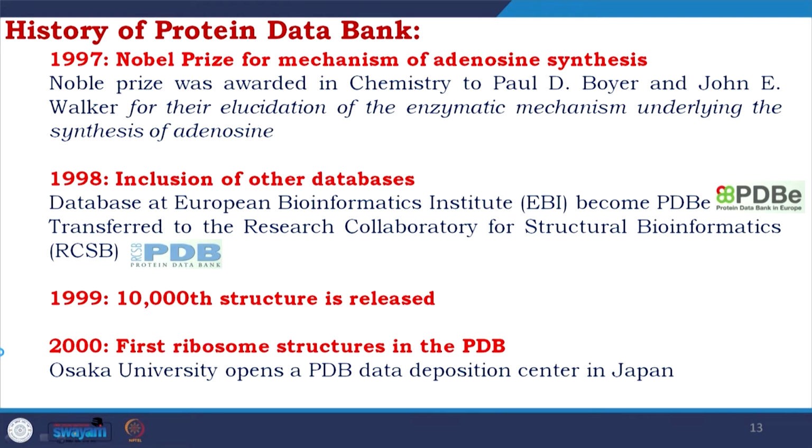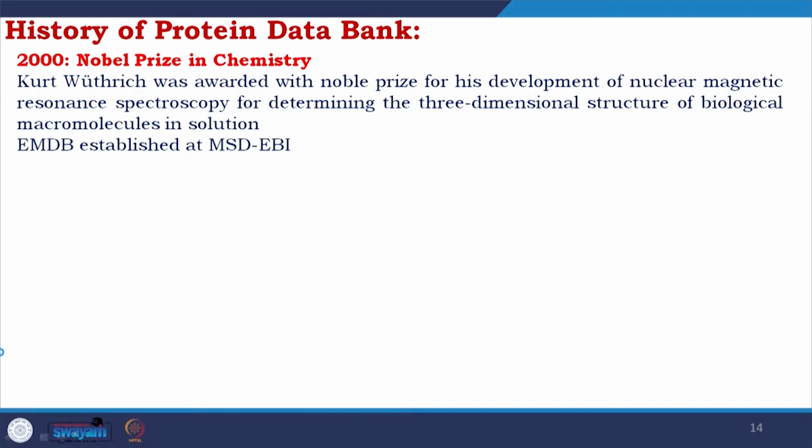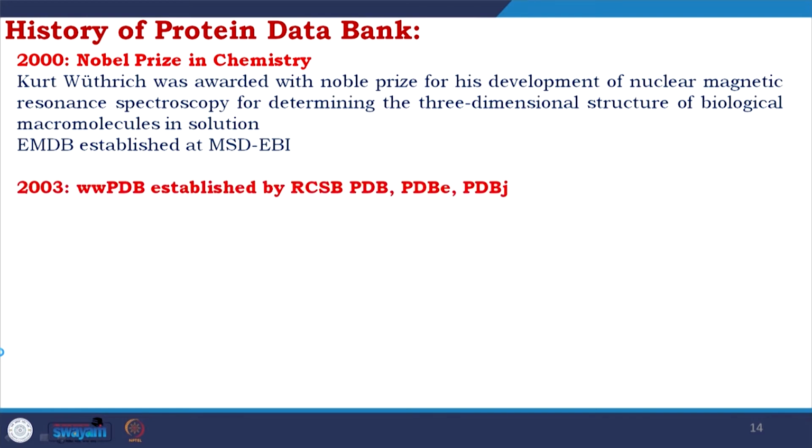In 2000, a Nobel Prize again in chemistry: Kurt Wüthrich was awarded the Nobel Prize for his development of nuclear magnetic resonance spectroscopy for determining the three-dimensional structure of biological macromolecules in solution. We have talked about that when we were going through NMR spectroscopy. It is a very critical event in the world of structural biology. EMDB, the Electron Microscopy Data Bank, which we talked about, was established at EMSD, EBI, the European Bioinformatics Institute.